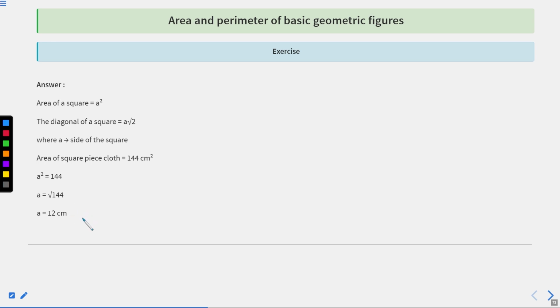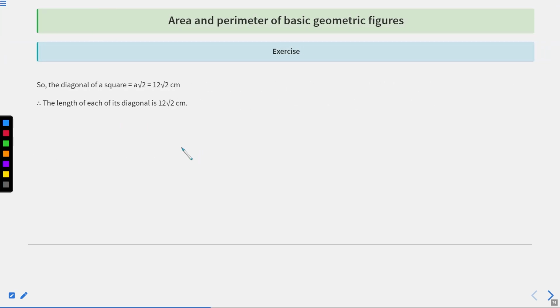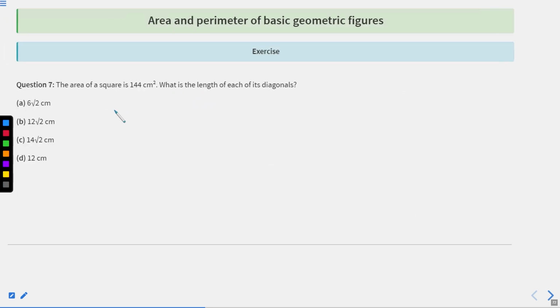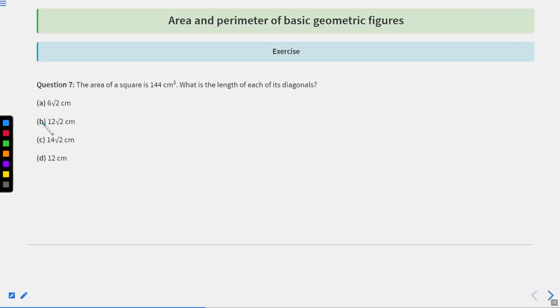Now you know the value of a, and the formula for the length of the diagonal of a square is a root 2. Since a is known, you can simply substitute the value of a in a root 2 to obtain the length of the diagonal. So the length of the diagonal is 12 root 2 centimeter. Therefore, the correct answer for question number 7 is option B, that is 12 root 2 centimeter.